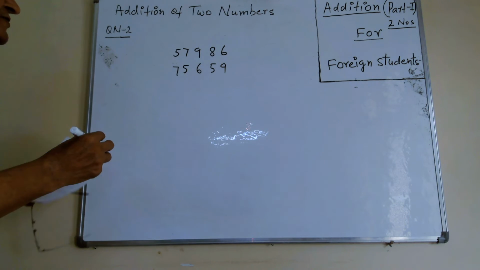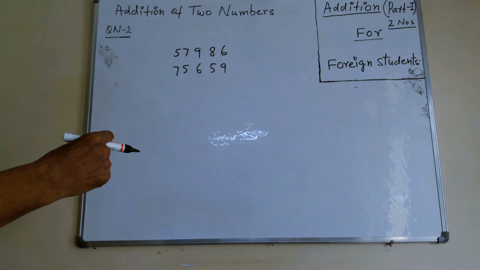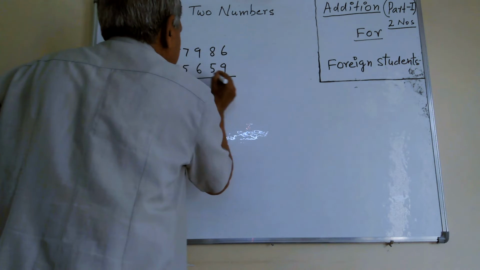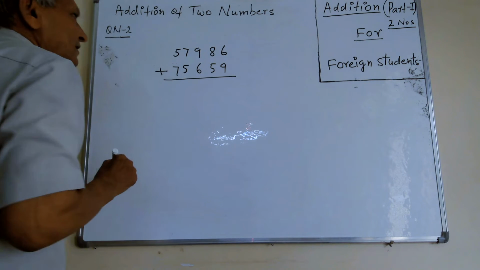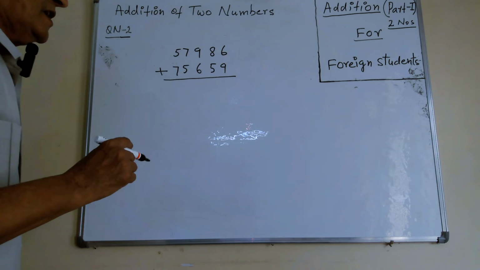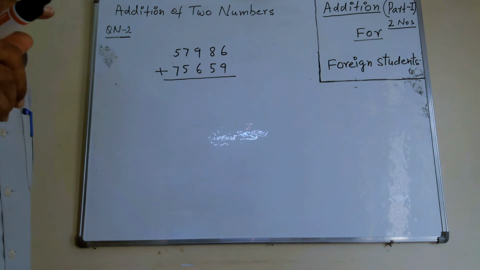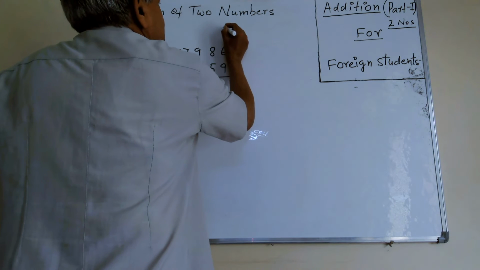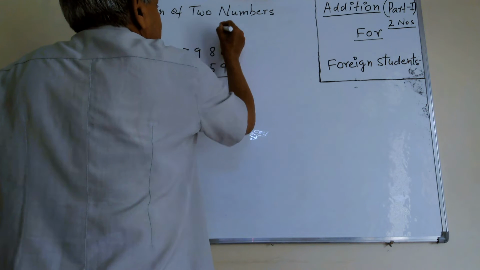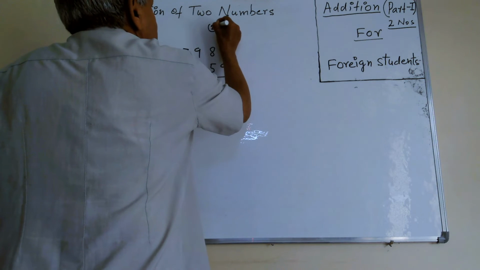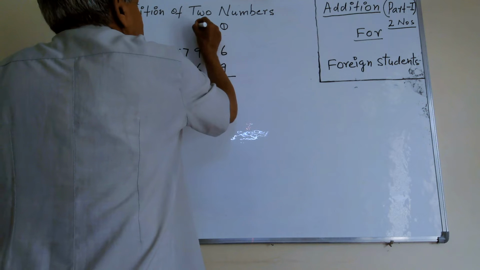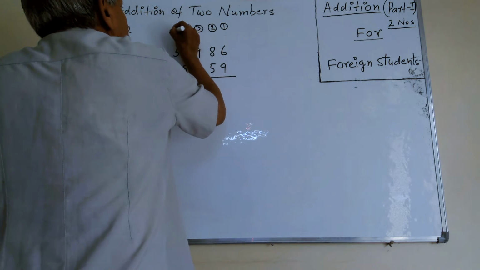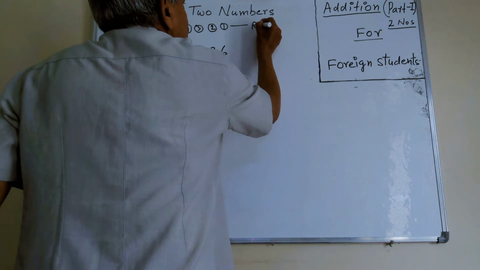My dear students, I have taken two numbers. So we have to add these two numbers. This is the sign of addition. Now, what I have done in the first question, mark the rows. This is the first row. Here, write down first. This is the second row. Write down second. This is the third row. Write down third. And this is fourth. And this is fifth. And these are the rows.